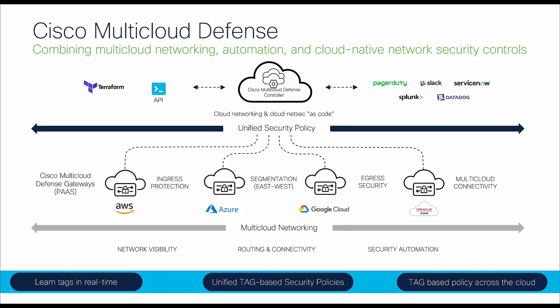Now, in terms of policies, you define your unified dynamic policies and you attach them to your gateways running in AWS, Azure, GCP, or OCI. And all the options you see in the controller UI can be automated using Terraform and API as well. And on the eventing side, we integrate with SIEMs like Splunk, Datadog, and others.